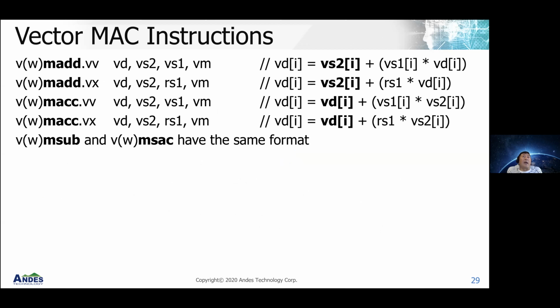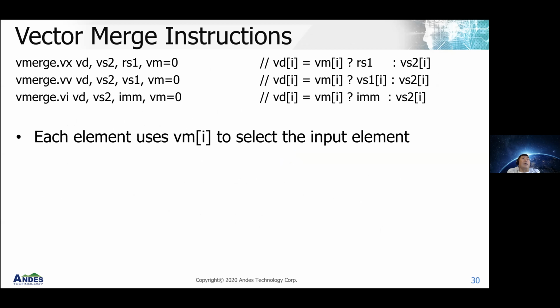And then for the multiply-add, there are two different types. One is accumulate, which is basically VD is added to the multiplication. And the other one, the M-add, is that VS2 is added to this multiplication. And you have the same version for the subtract, and the subtract accumulate. Okay. Then there's a merge instruction.